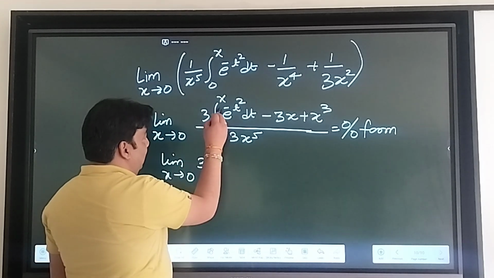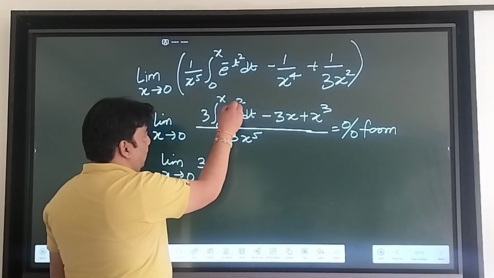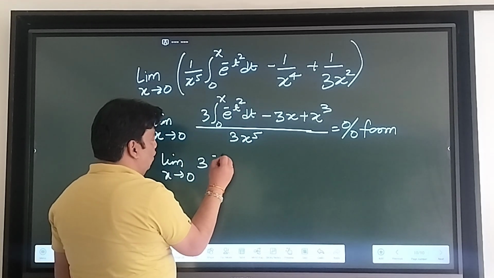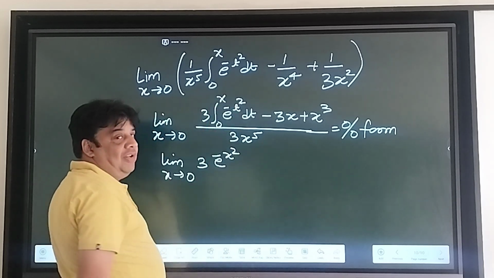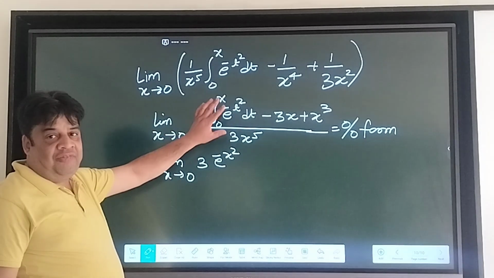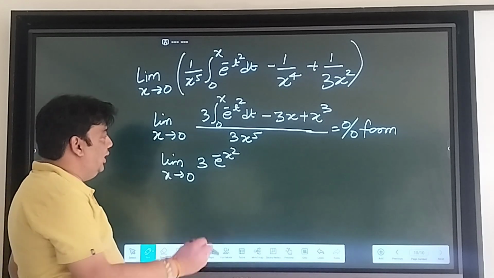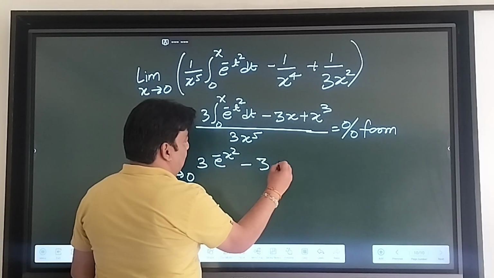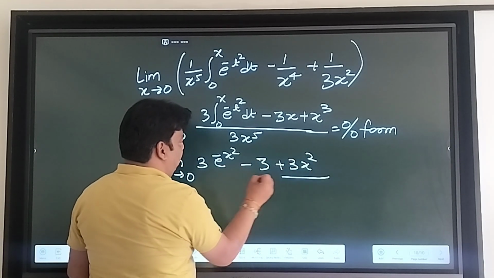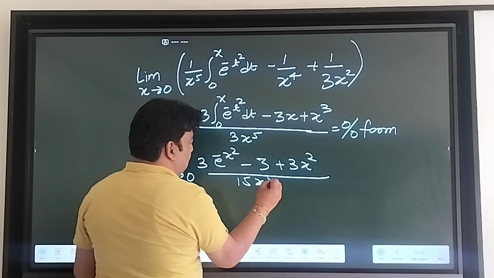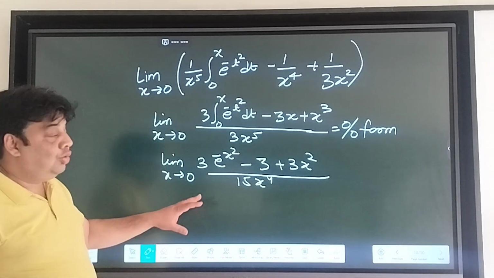So this will be 3. Apply that Newton-Leibniz formula, replace t by x to get e to the power minus x square into differentiation of x, which would be 1. Then differentiation of 0 would be 0. This is the only result. Minus 3 plus 3x square upon 15x to the power 4. This is fine. I am again saying I can use formula also.